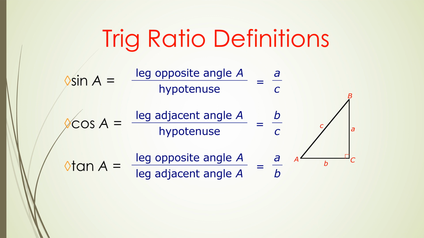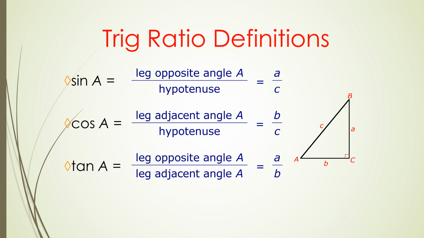The trig definitions then are just setting up ratios between those given sides. The sine of any angle is going to be the length of the opposite side over the length of the hypotenuse. The cosine of any angle is going to be the length of the adjacent side, not the hypotenuse, over the hypotenuse. And the tangent is the length of the opposite side over the length of the adjacent side.